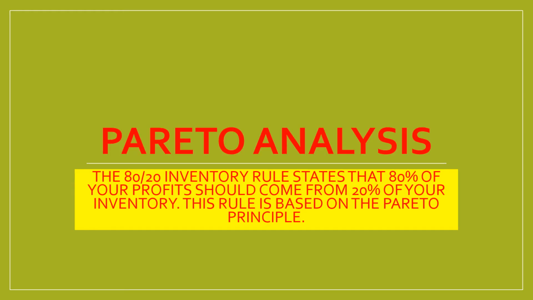Next, move on to the next part, that is Pareto analysis. So what is Pareto analysis and what does it state? The 80-20 inventory rule states that 80% of your profit should come from 20% of your inventory. This rule is based on the Pareto principle. So the 80% of your profit, this line is very important: the 80% of your profit should come from 20% of your inventory.